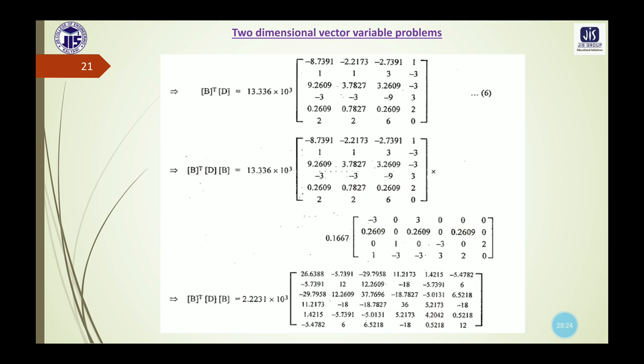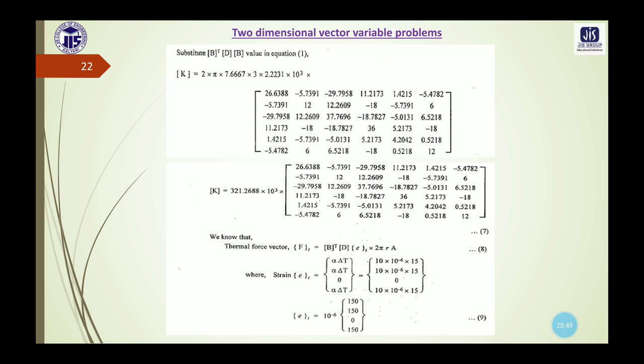After performing this matrix multiplication, we get the final value, that is the last line of this slide, that is the multiplication of the B matrix transpose multiplied by the D matrix and the B matrix. So this is 2.2231 into 10 cube multiplied by this matrix. It is a 6 by 6 matrix we have got here.